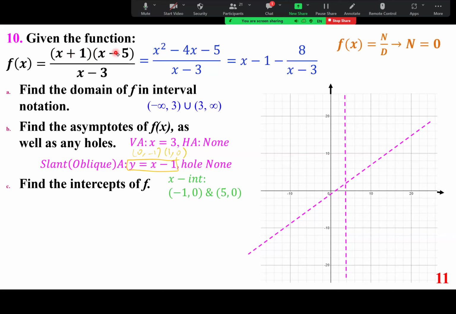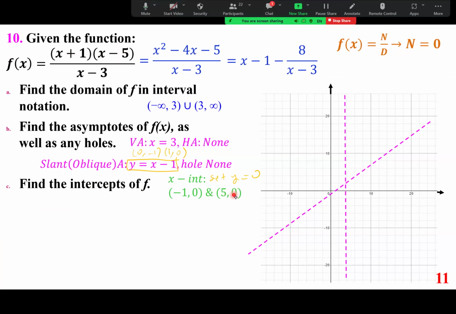One more time. How do you find x-intercepts? Set y, or f of x, equal to 0. When f of x is in the form of a fraction n over d, it is 0 when n is 0. So set this one equal to 0. X is -1, x is 5. Those are the answers.